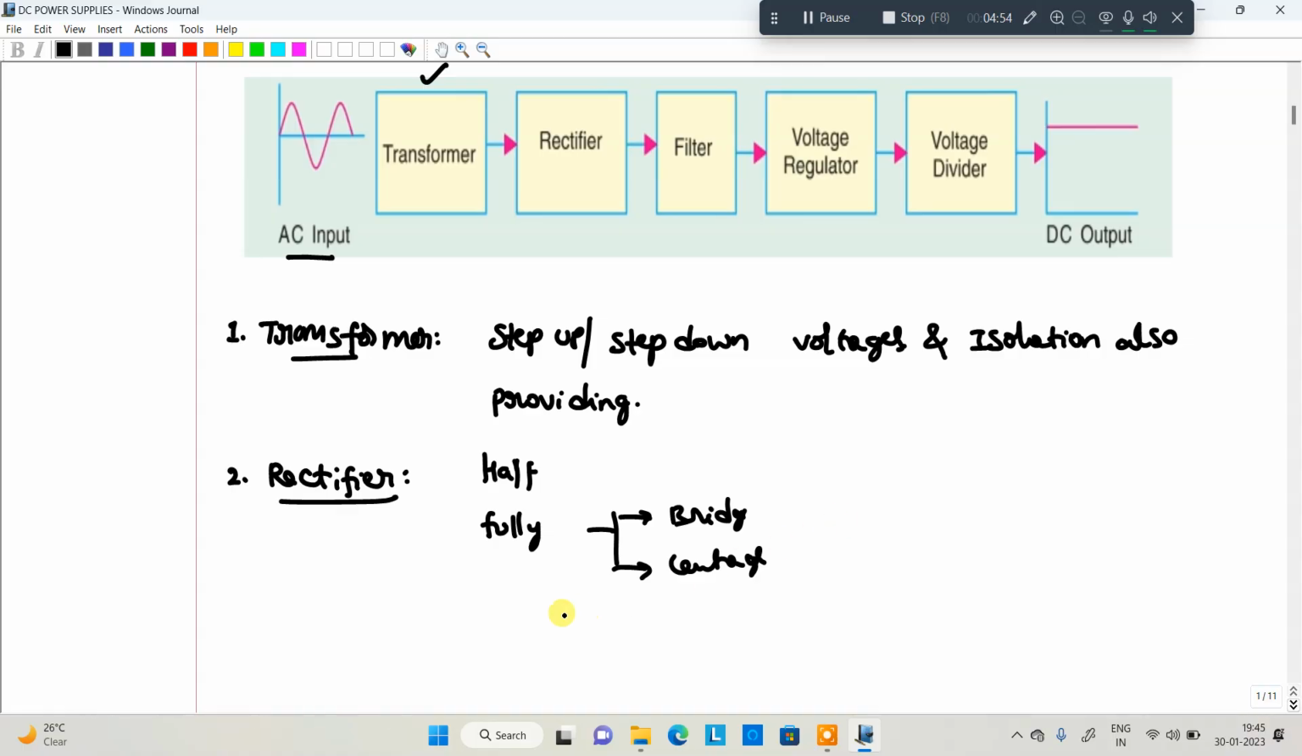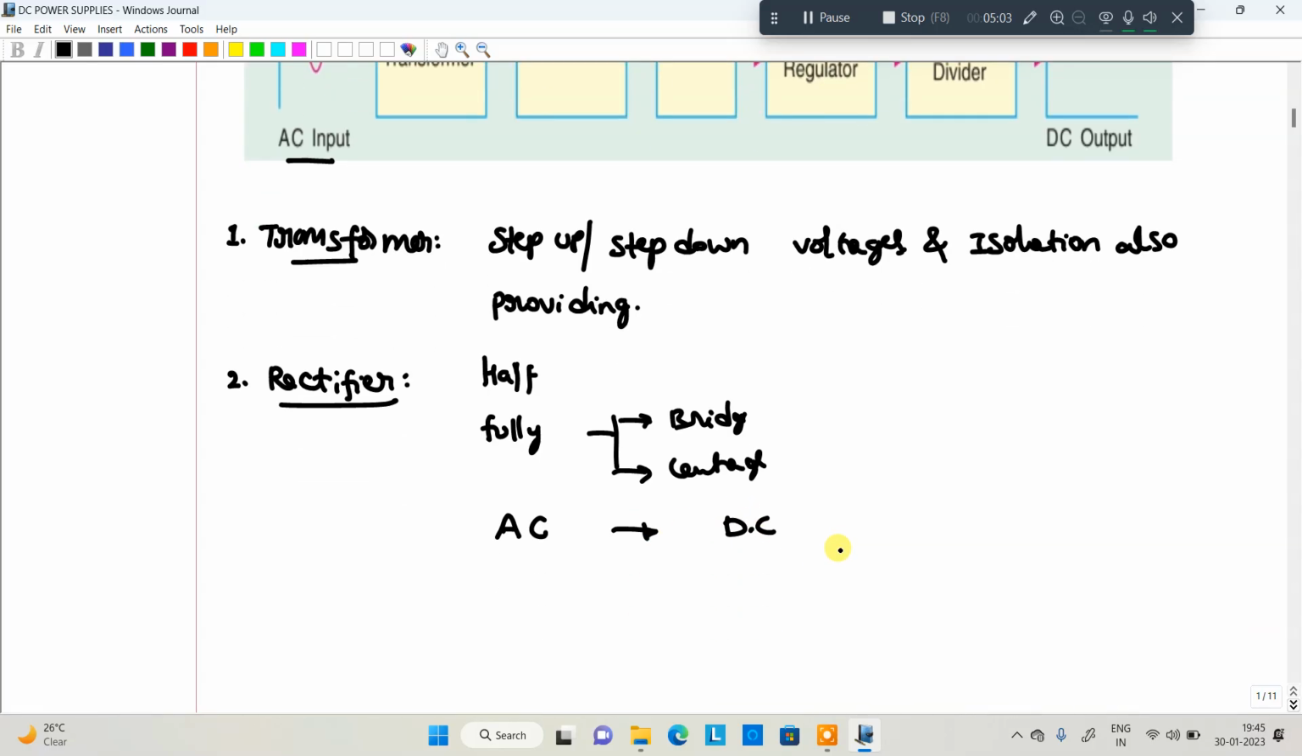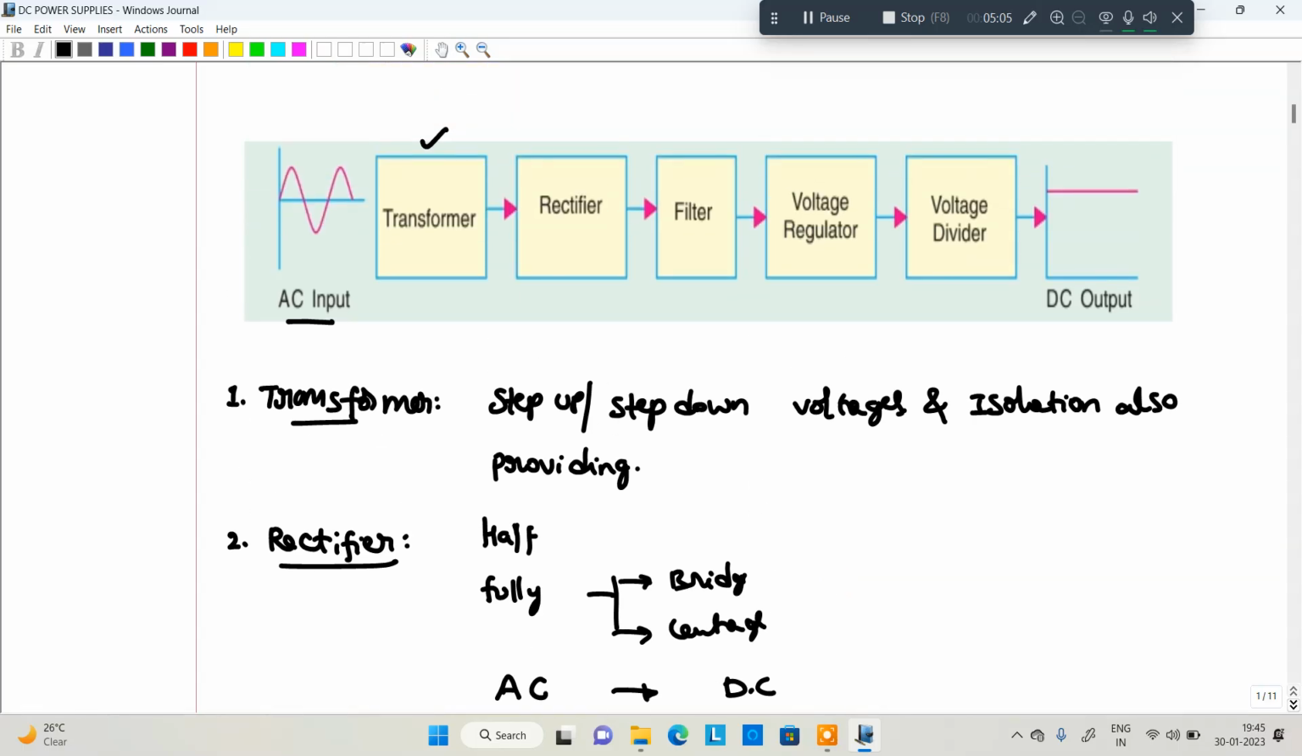But what is the rectifier doing? It converts alternating current into direct current, DC current. That's what the rectifier is doing. So after rectification, you will get some output voltage of DC, pulsating DC. Okay, this is the output voltage you got, pulsating DC.